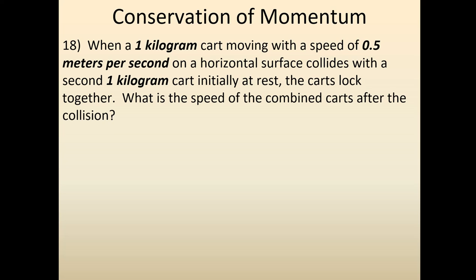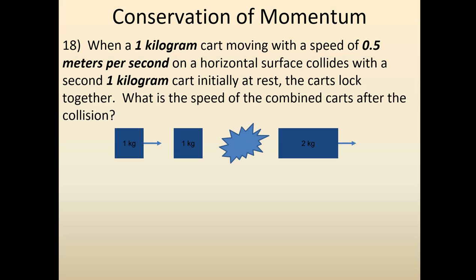All right. So what we have is one object moving to the right, and then we have another object starting at rest, like always. Boom, the collision happens, and we're told that they both stick together and move as one. So we have the initial 1 kilogram moving at 0.5 meters per second. The other object is going to be 1 kilogram and 0 meters per second. And then afterwards, it's 2 kilograms with an unknown speed.